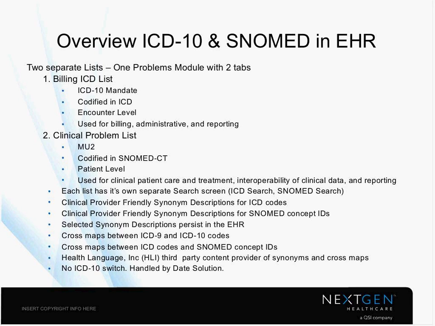So the billing piece of it is going to be categorized by encounter date, right? The full problem list is going to be by patient. So you could have values in there from the first encounter that you've ever seen that patient all the way up to your present. It's used for clinical patient care and treatment, ability of clinical data and reporting.